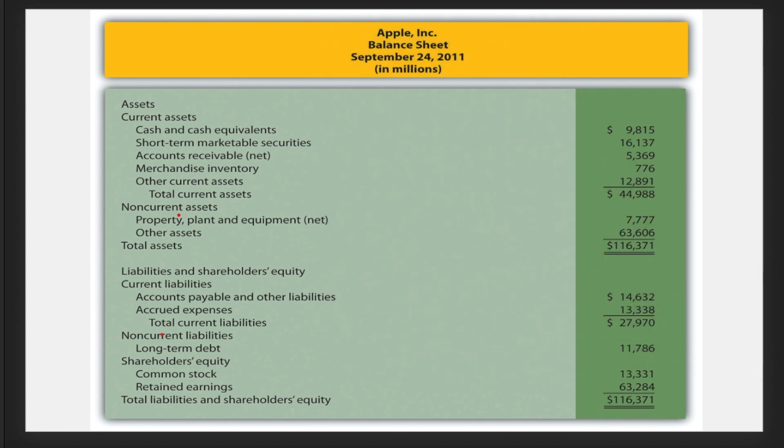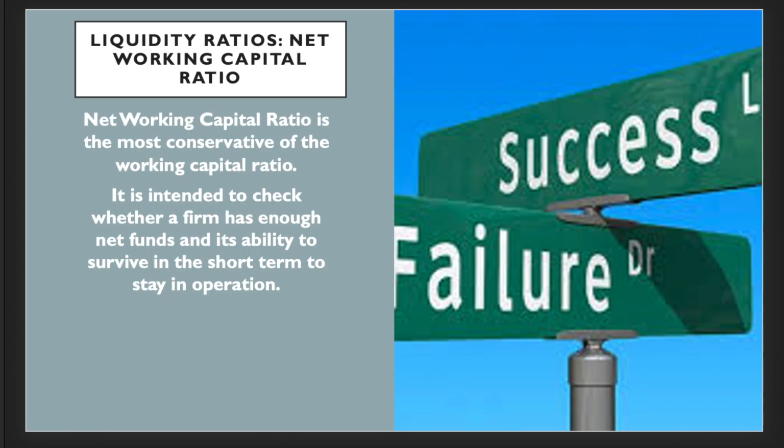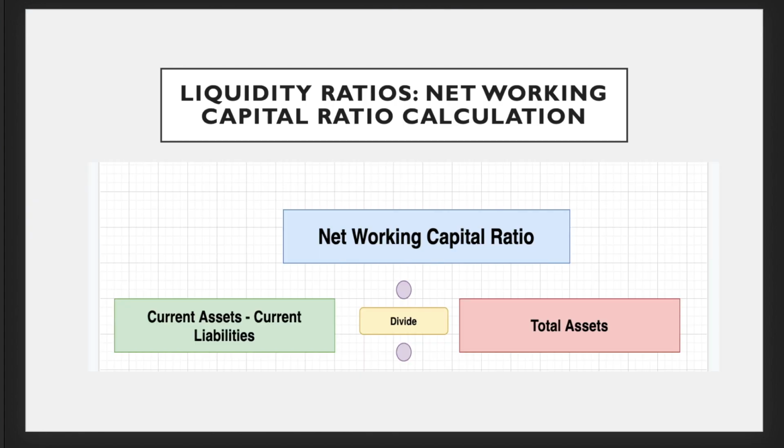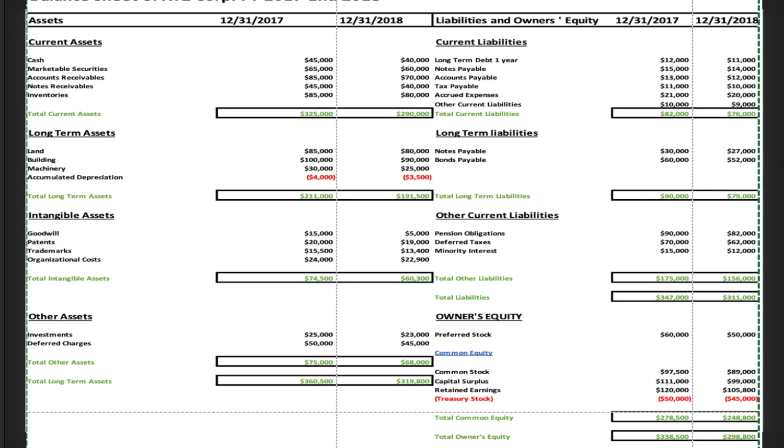Now let us summarize. Net working capital represents the net amounts of all the elements of working capital. So net working capital ratio is the most conservative of the working capital ratios, and it is intended to check whether a firm has enough net funds and its ability to survive in the short term to stay in operation. So as I told you earlier, it can be calculated by current assets minus current liabilities divided by its total assets. Now let's pause the video and try to solve the net working capital ratio for XYZ Corporation.